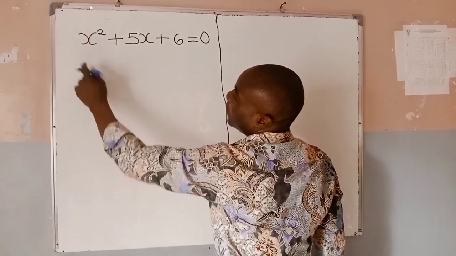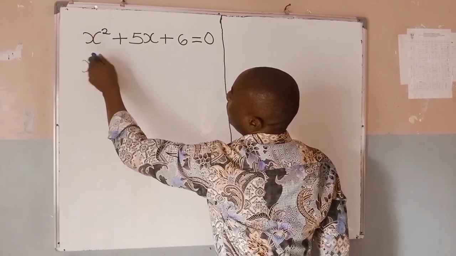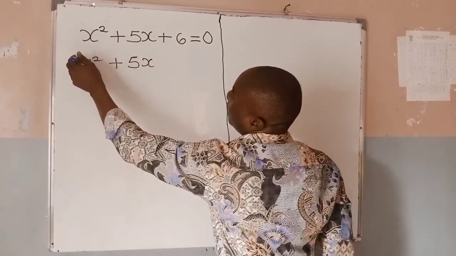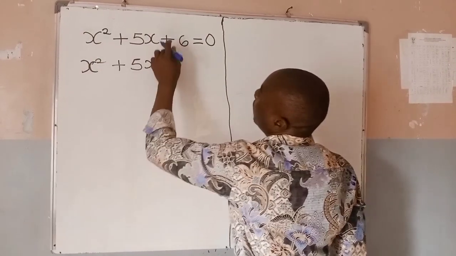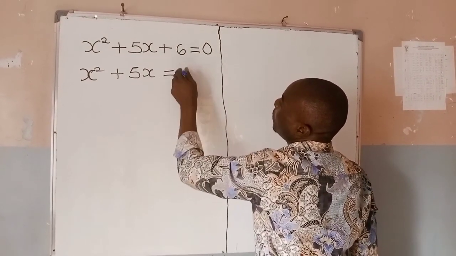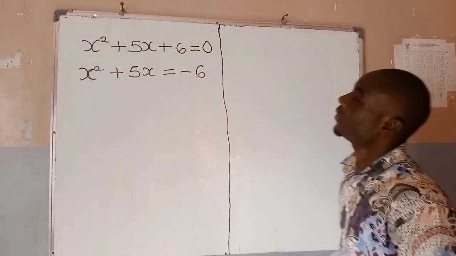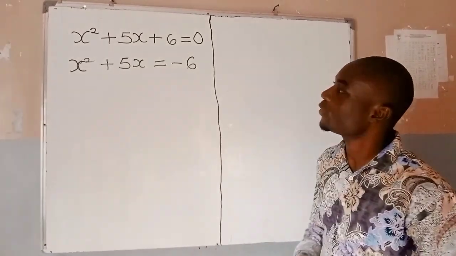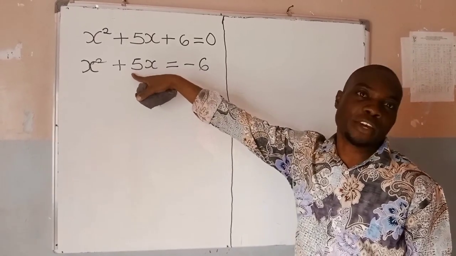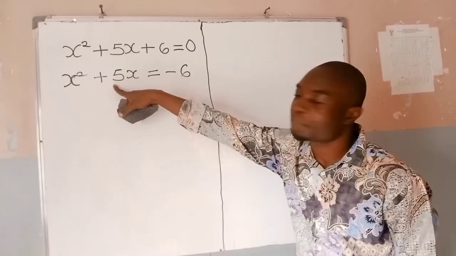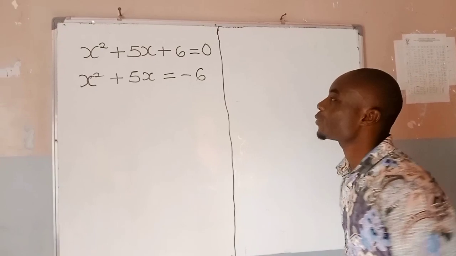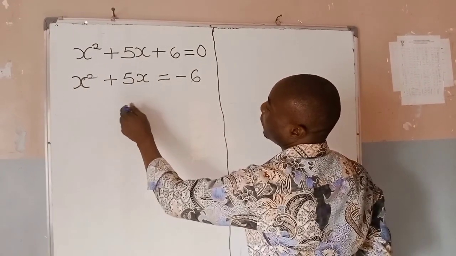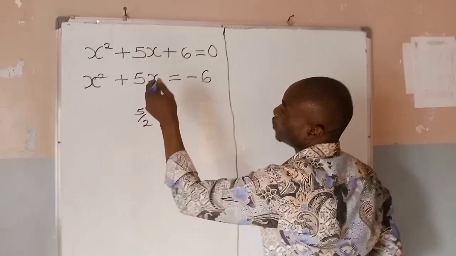So what I'll do next is to bring down my x squared plus 5x, which is then equal to minus 6. The next thing we're going to do in solving this question using the completing the square method is to get half of plus 5, square it, then add that to both sides of the equation. So the half of plus 5 is 5 over 2.